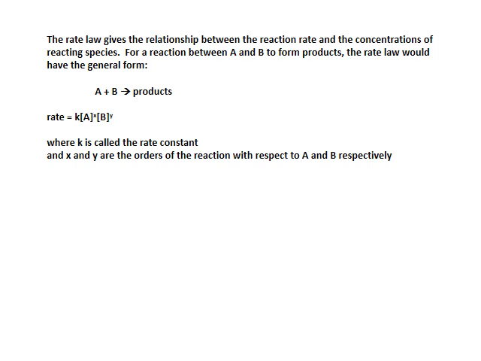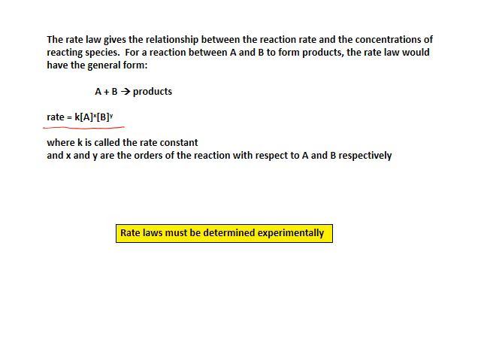Recall from our previous video on rate laws that the rate law gives the relationship between the reaction rate and the concentration of reacting species. For a reaction between A and B to form products, the rate law would have the general form rate is equal to K times the concentration of A raised to some power x times the concentration of B raised to some power y. In this equation, K is called the rate constant, and x and y are called the orders of the reaction with respect to reactants A and B respectively.